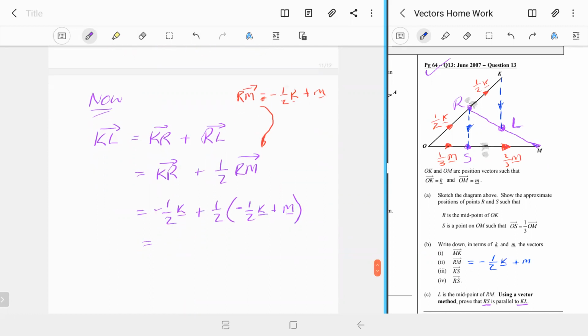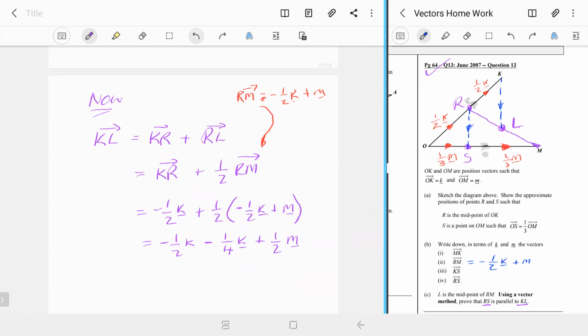So it becomes minus half K minus a quarter K plus half M plus half M. See that? Yes, sir. It's when we get this part here. Right, because a half times minus half gives me minus a quarter, and then half times the M gives me half M.